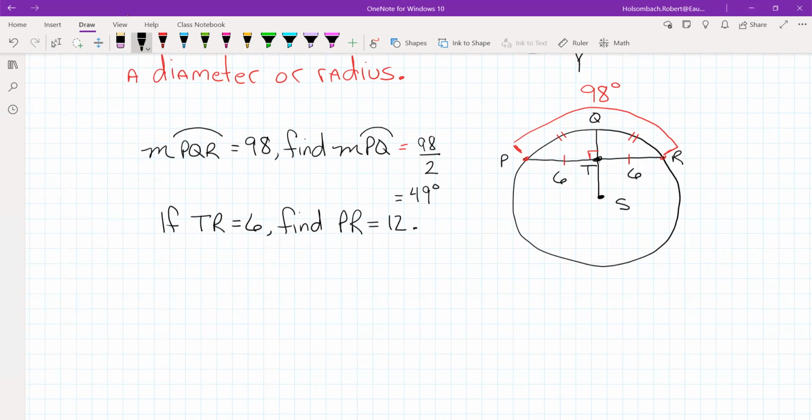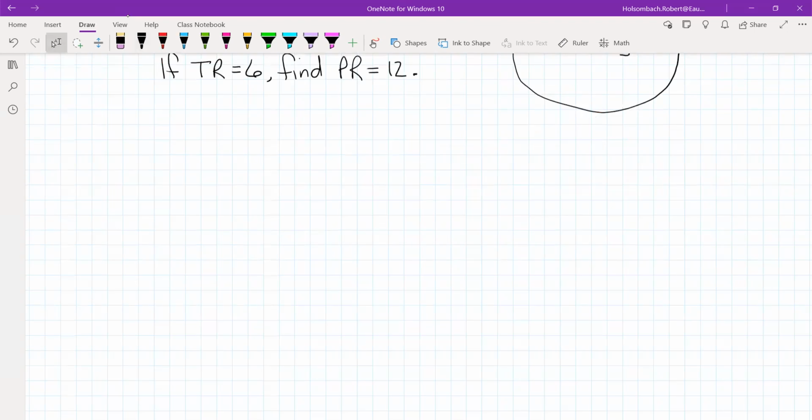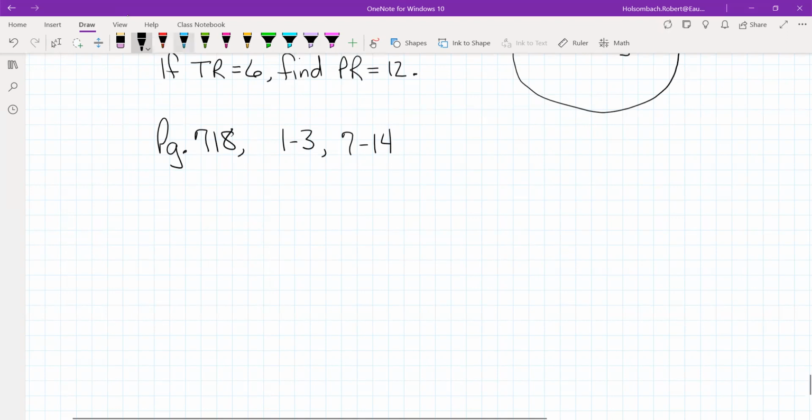All right, then your practice for today is going to start on page 718. One through 3. 7 through 14. And we'll leave it at that.